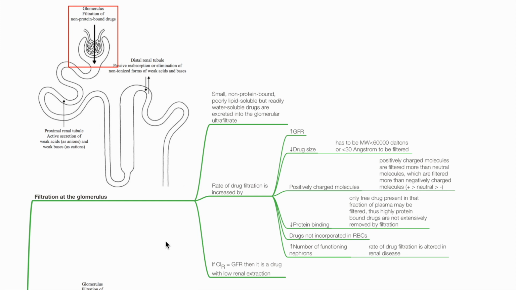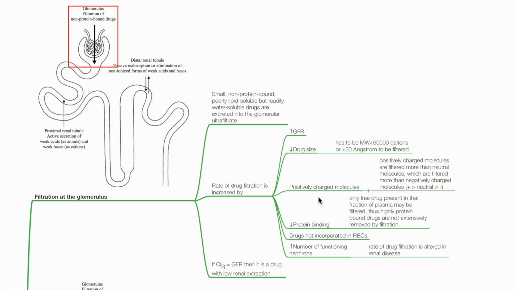Small non-protein bound, poorly lipid-soluble but readily water-soluble drugs are excreted into the glomerular ultrafiltrate. The rate of drug filtration is increased by increased GFR and reduced drug size. The drug has to be less than molecular weight of 60,000 daltons or less than 30 angstrom to be filtered. Positively charged molecules are filtered more than neutral charged molecules, which are filtered more than negatively charged molecules.